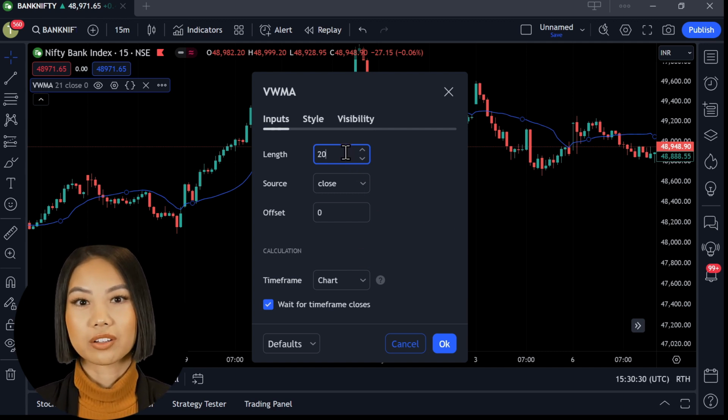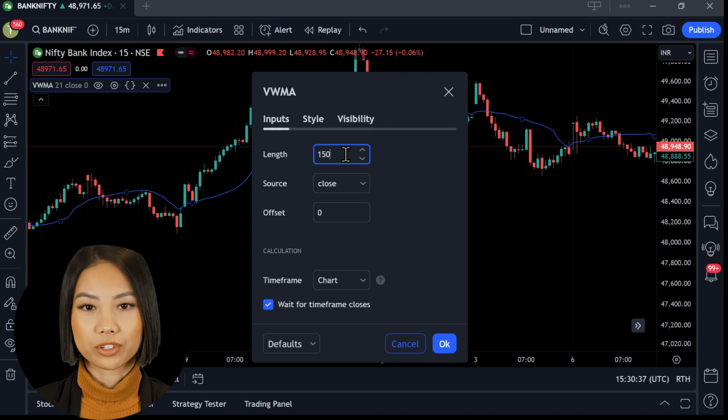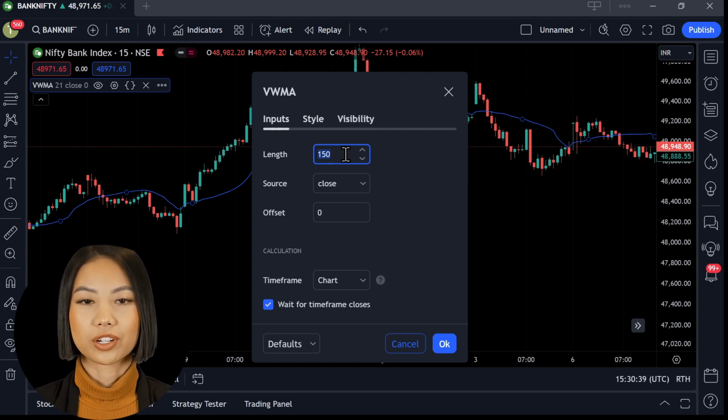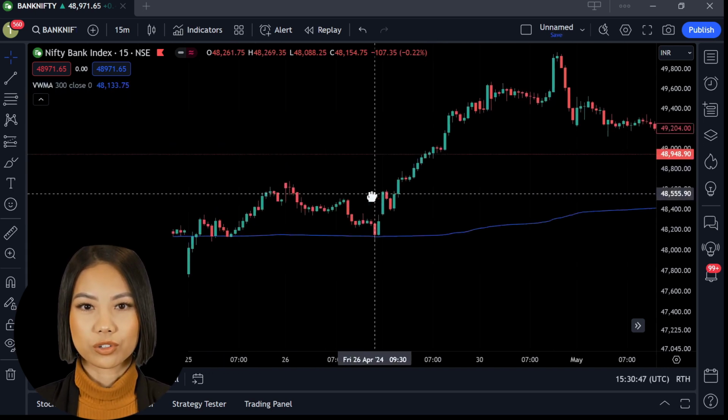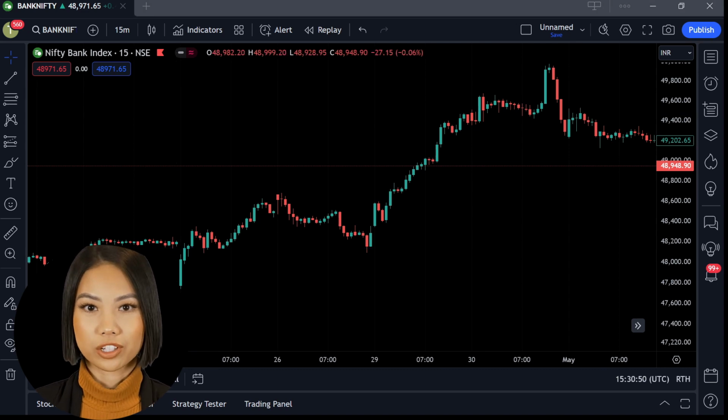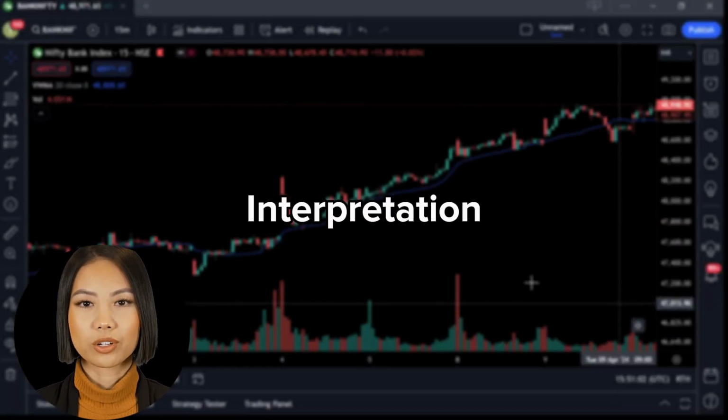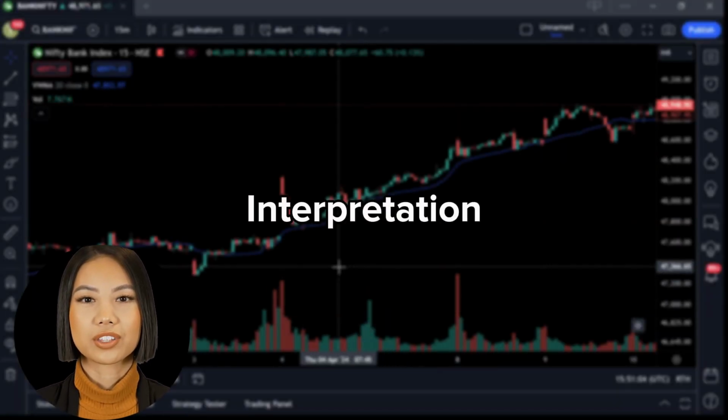For swing trading, that is 1 hour to daily charts, a medium period, such as 100 or 150, helps to smooth out the noise while capturing significant trends. For long-term trading, that is weekly to monthly charts, use a longer period, such as 200 or 300, to focus on major market trends.